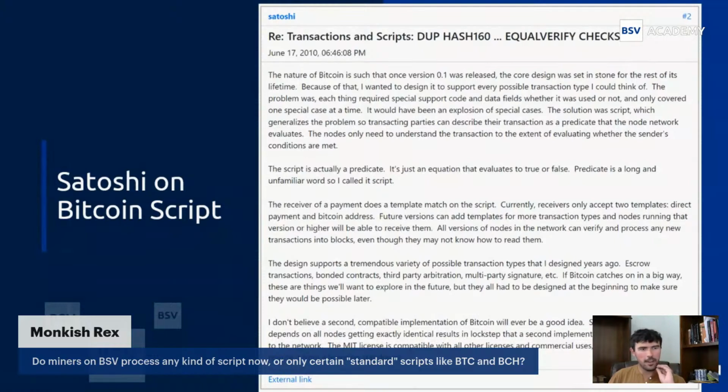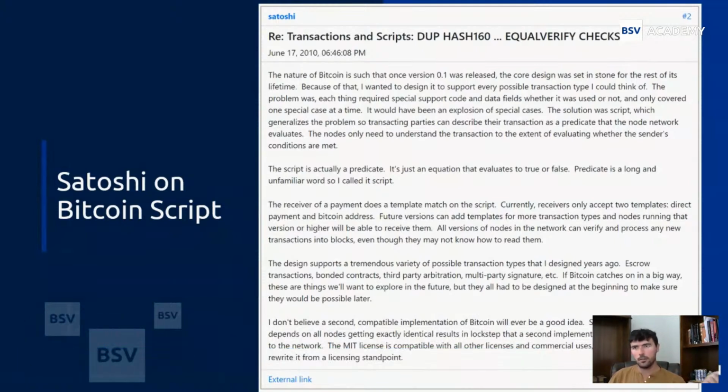Okay, so do miners on BSV process any kind of script now, or only certain standard scripts like BTC and BCH? Yes, another great question. In BSV, there's definitely no constraints from a protocol perspective on how many opcodes can exist in a locking script, or how big a script can be. There are minor policy settings that might restrict that today, but for the most part, you can create any of these examples that I just showed you. You could create a transaction that does that today. It would work. You can create much more complex locking scripts to input onto the network.